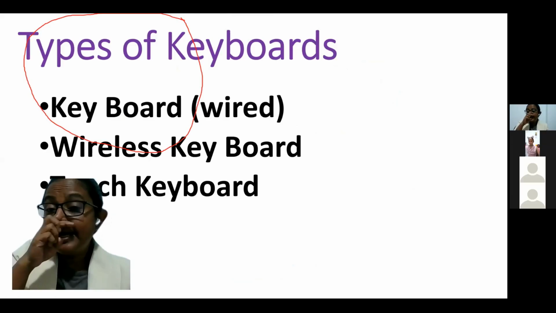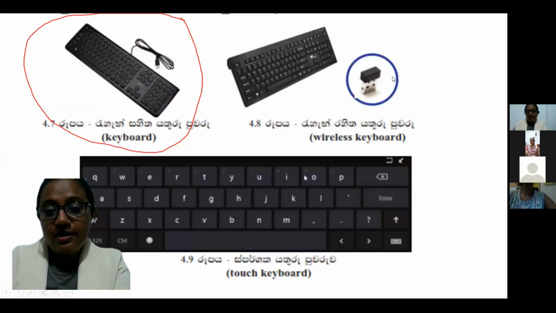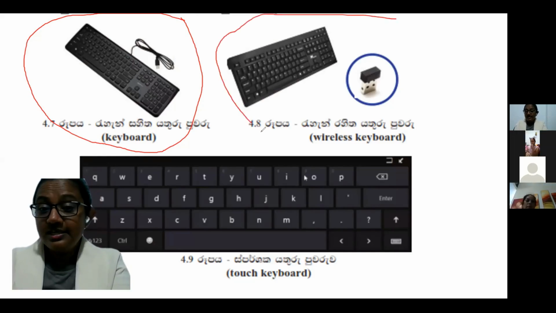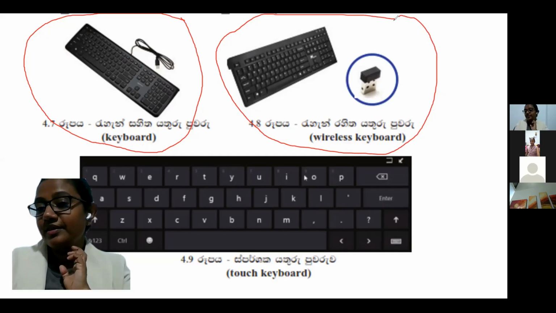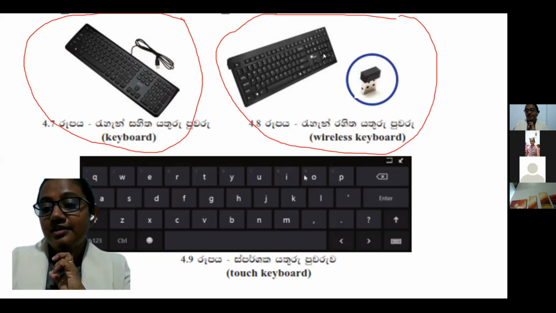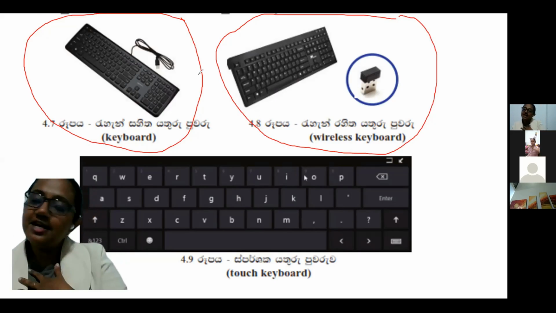Wireless keyboard. ඒ කියන්නේ wire එකකින් නෙමෙයි සම්බන්ධ වෙන්නේ. USB port එකකින් සම්බන්ධ වෙන්නේ. මේක infrared wave එකකින් හරි Bluetooth වලින් හදලා. Bluetooth වලින් අපි connect කර ගන්නවා. Wireless keyboard. Right? Dinugi. Right? Next one is touch keyboard. Touch keyboard. Now please answer me.